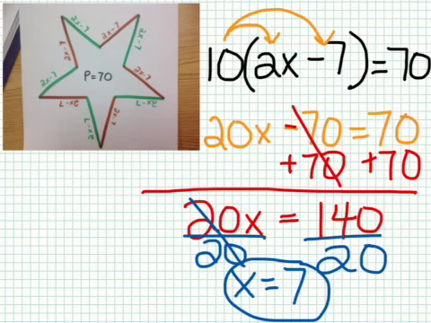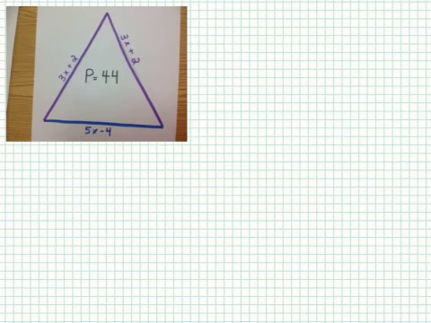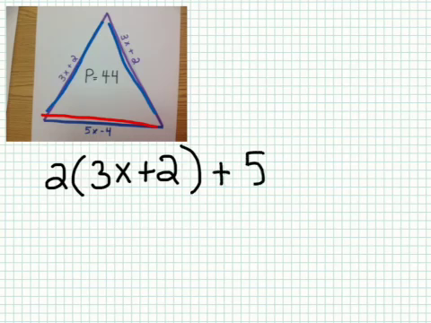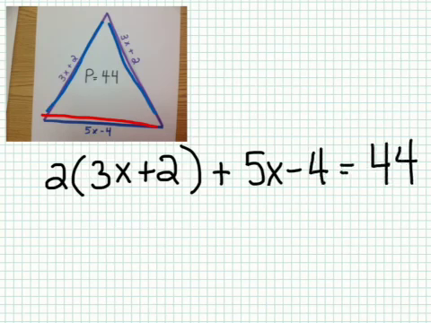But these continue to get harder. So we have a little more with this triangle. We have 2 lengths that are the same right here and right here. And then we have an extra length that is different. So again, we can use the distributive property to represent those 2 lengths that are the same. So we have 2 sets of 3x plus 2, plus we have a 5x minus 4, and that is all equal to the perimeter of 44.